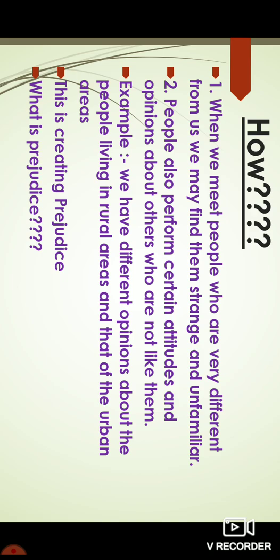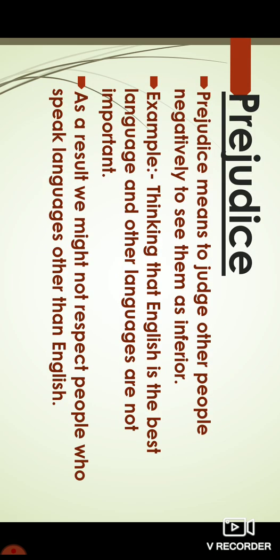इसी से prejudice create होता है, right? What is prejudice? Now this is very important. What is prejudice? Okay, prejudice means to judge other people negatively. Very important. We are judging people negatively, or we are seeing them as inferior. And there is a very beautiful example over here.